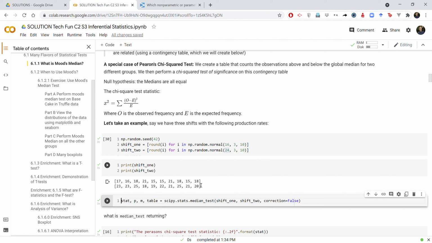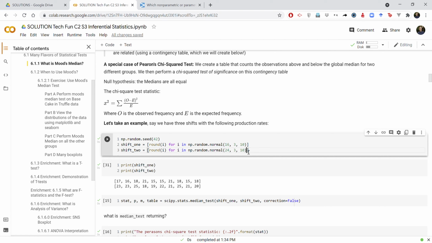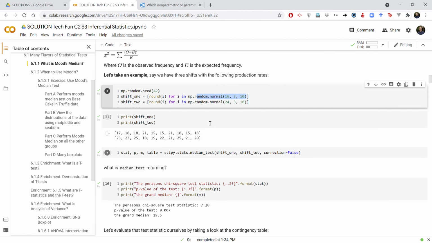In this example, we're looking at this production rate, and we're going to see if the shift is significant in determining this production rate. And hint, we know the answer because we created these distributions, right? It's pretty nifty. I know that shift 2 is drawn from a 24 average distribution, and I know that shift 1 was drawn from a 16 kilogram per minute average distribution. And we're going to see if median testing will allow us to uncover this without knowing the distributions that these were drawn from.